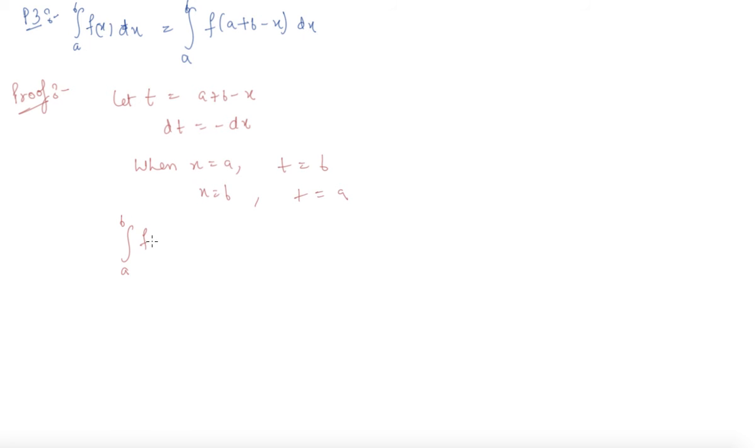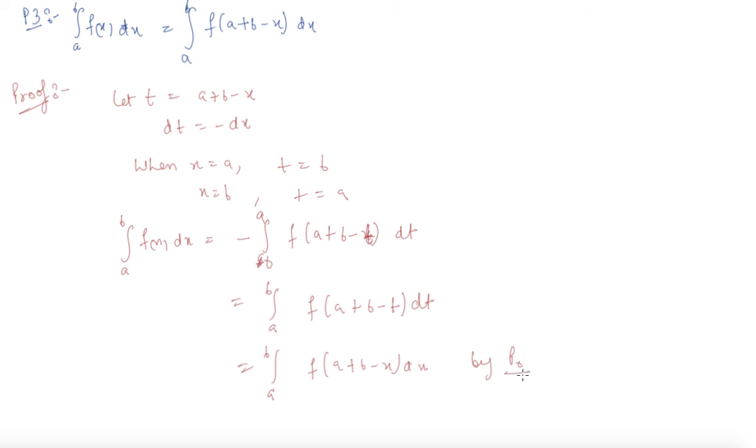So now I can write the integral from a to b of f(x) dx as minus the integral from b to a of f(a plus b minus t) dt. Okay, so this is the integral from a to b of f(a plus b minus t) dt. So from here I can write f(a plus b minus x) dx by P0, because P0 is only the change of parameter, and this is by P1, the negative sign. So the integral of f(x) from a to b is equal to the integral from a to b of f(a plus b minus x) dx.